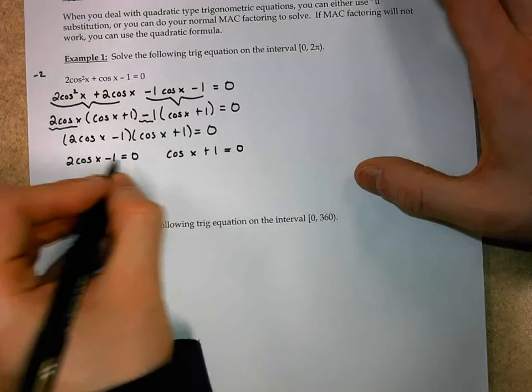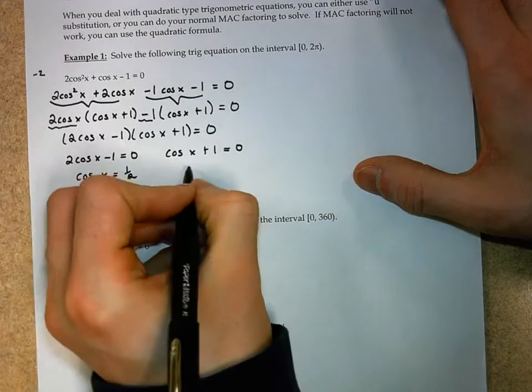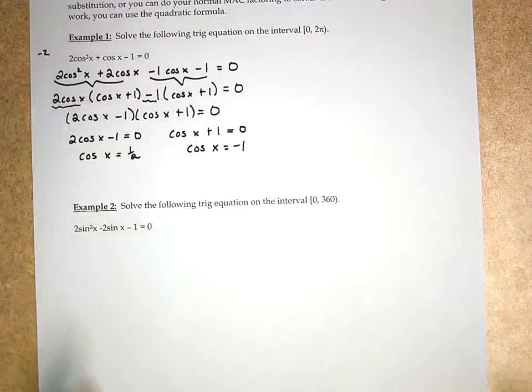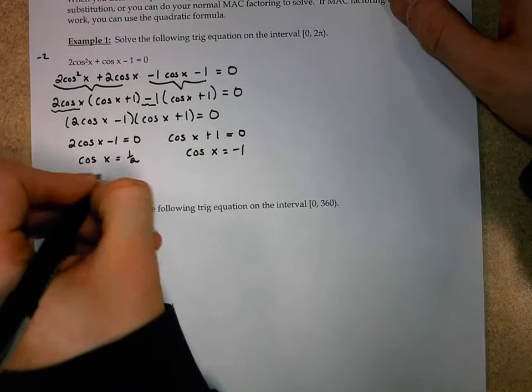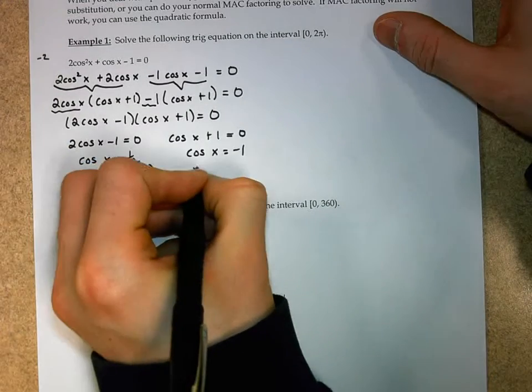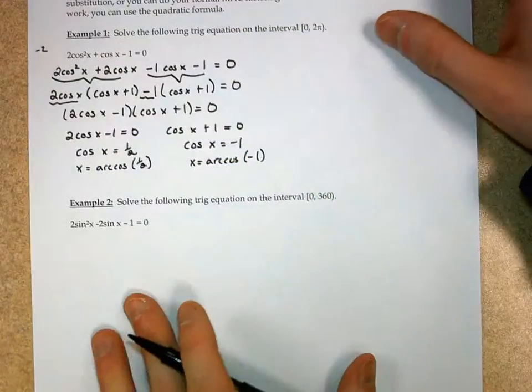So here we'll add 1 to both sides, divide by 2. Cosine of x is equal to 1/2. Here the cosine of x equals negative 1. And then finally we'll take the arc cosine of both sides. So x is going to be the arc cosine of 1/2, and x is going to be the arc cosine of negative 1.